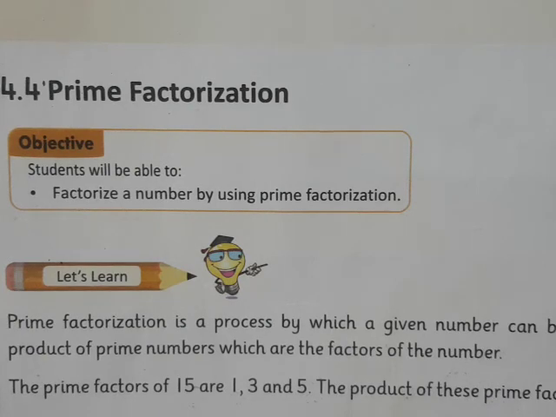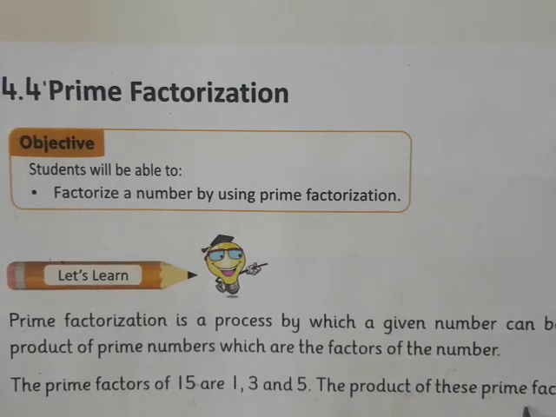Today we will again revise what is prime factorization and then we will start the exercise. Prime factorization is a process by which a given number can be expressed as a product of prime numbers, which are the factors of the number. For example, the prime factors of 15 are 1, 3 and 5. So, the product of these prime factors is 15.